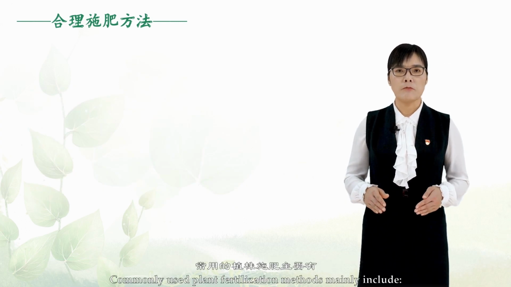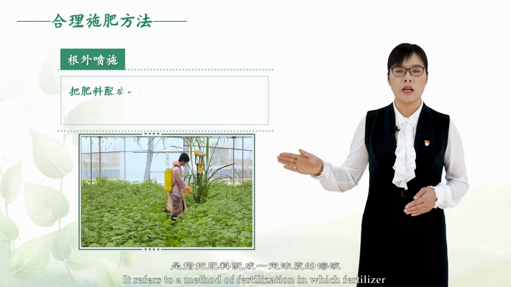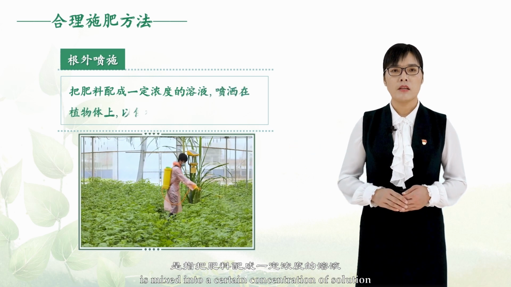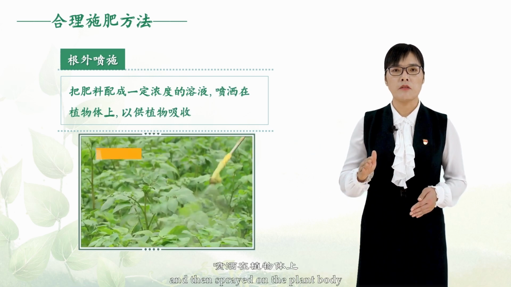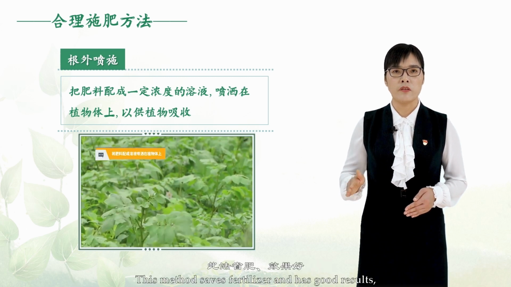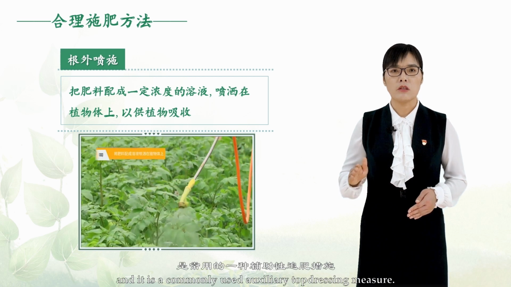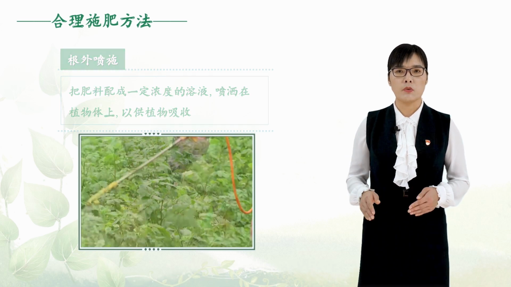Commonly used plant fertilization methods mainly include: 1. Spray outside the root. It refers to a method of fertilization in which fertilizer is mixed into a certain concentration of solution and then sprayed on the plant body for plant absorption. This method saves fertilizer and has good results, and it is a commonly used auxiliary top dressing measure.